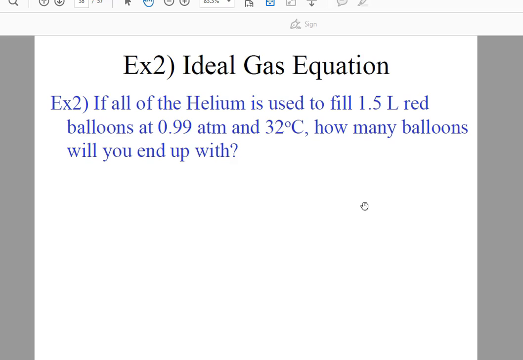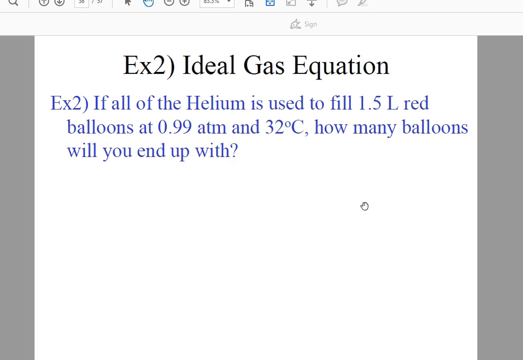So what we need to figure out first is the volume total, and then we can divide by 1.5 because each balloon is 1.5 to figure out how many balloons we can fill. That makes sense, that approach? Okay. This is the volume of one balloon, but I need to know how many balloons I could fill. So I'm going to solve for V.